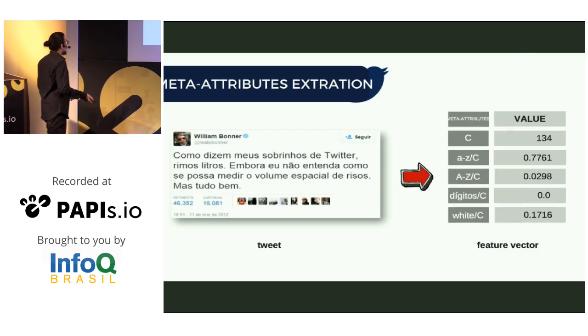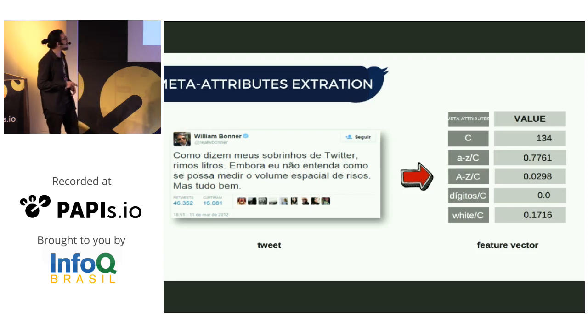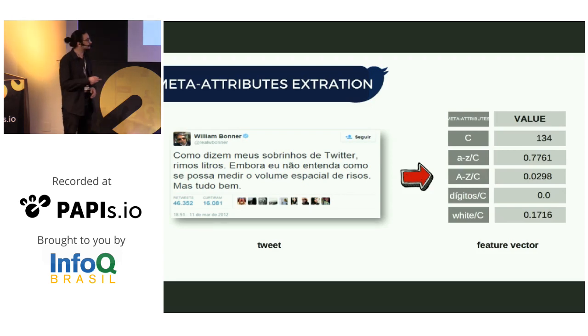And well, so I have this tweet, and then I have a large vector, as you already know from Word2Vec or working with images. So I have, for example, the number of characters here is 134. I have letter cases and so on. I have the number of digits, the number of white spaces, etc.